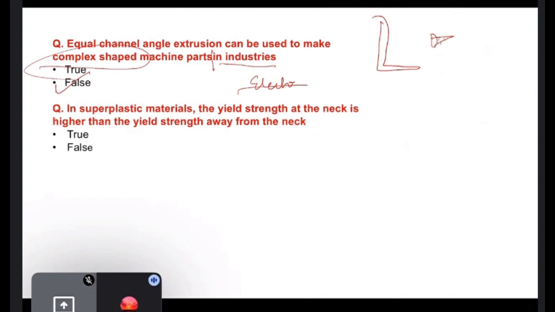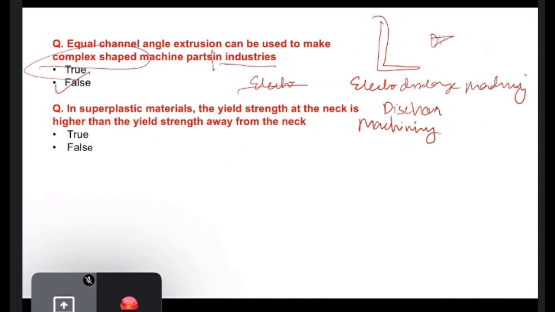Do you understand? The correct answer is electro discharge machining, EDM for short. Do you remember this technique? I have explained it earlier also.